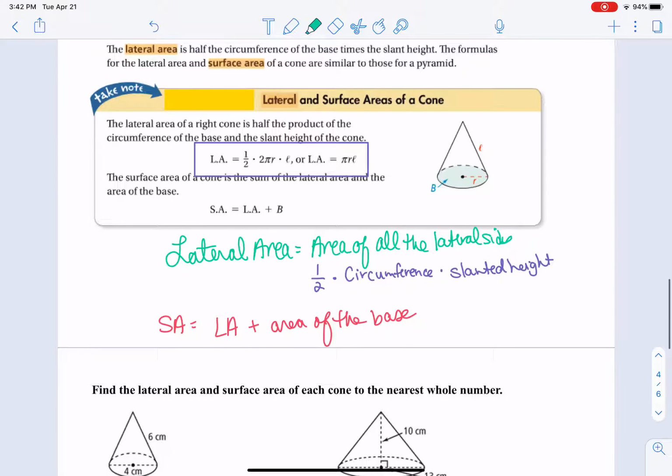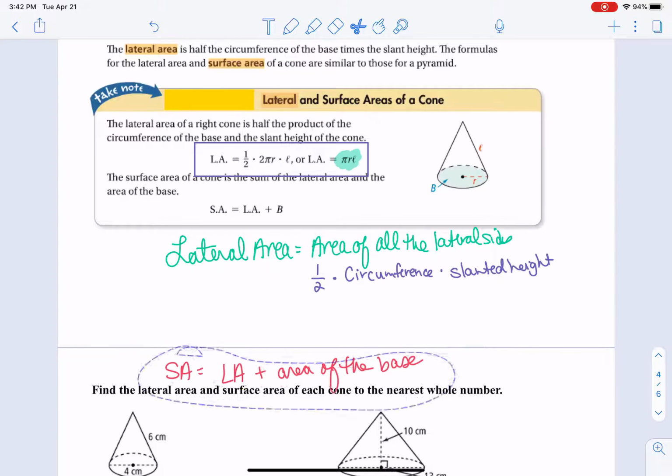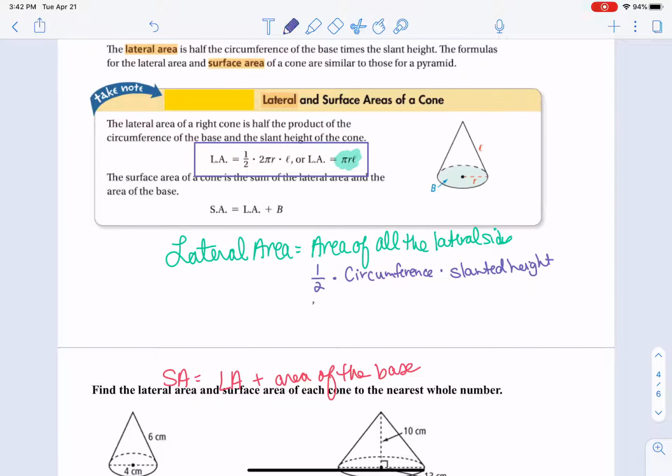If you want to see how they got this really quick shortcut, what they did there was circumference is 2 pi r times slanted height, and then they canceled these, and they got pi r L for just a shortcut for the lateral area.